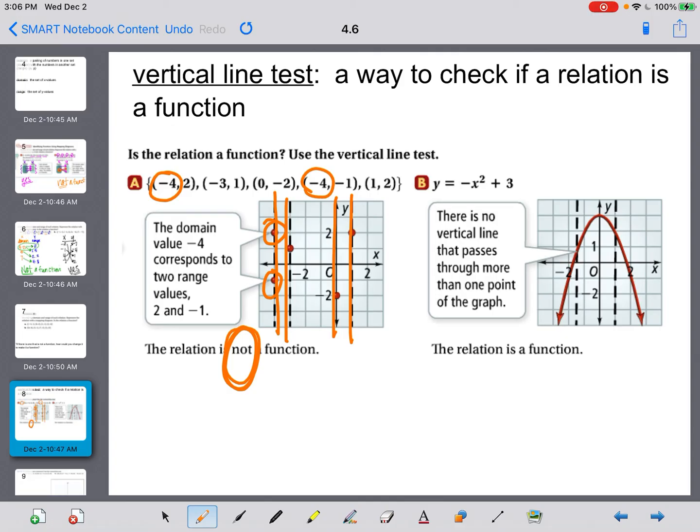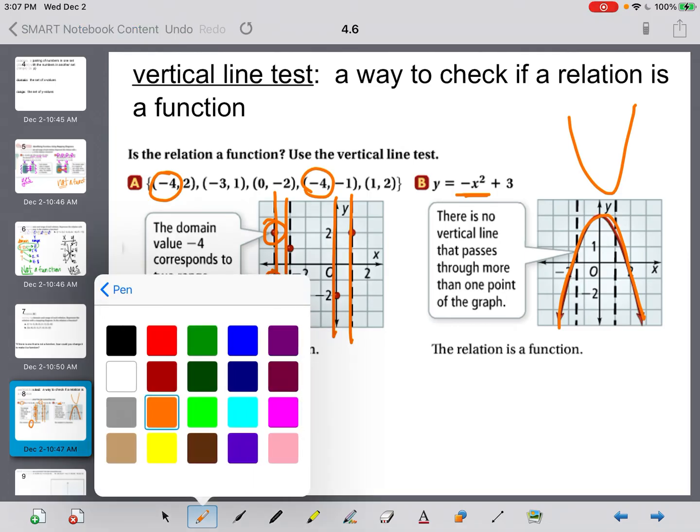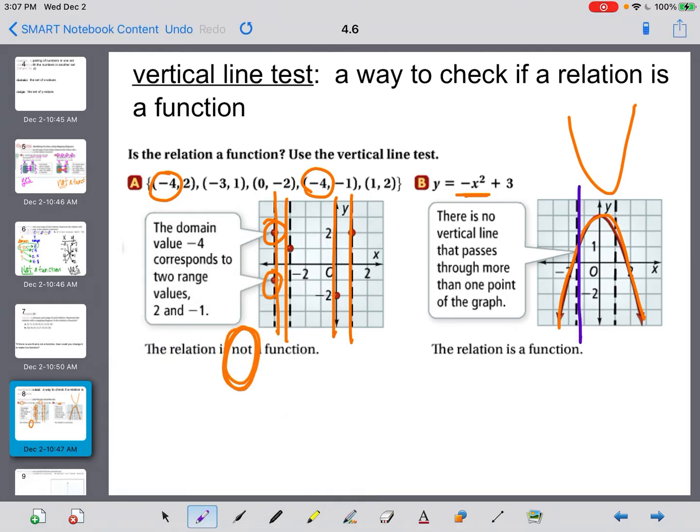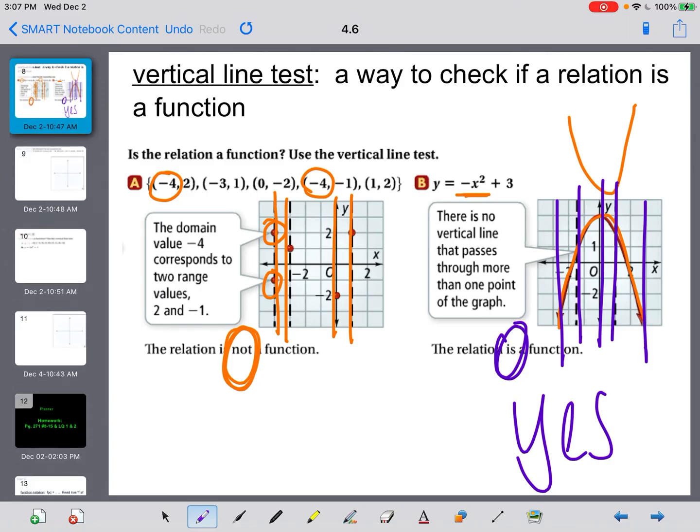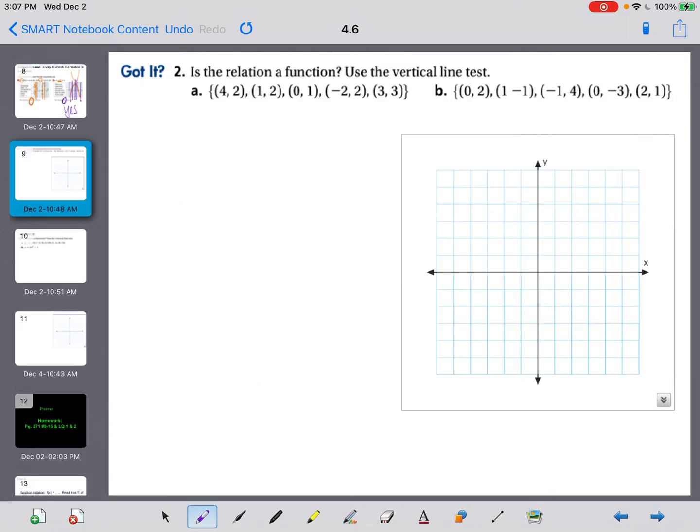For letter B, if I were to graph this, I know that anything with an x squared is going to be a parabola. That's what this shape is called, no matter which way it's graphed. With any parabola, if I draw my vertical lines through it, at any point, it will never touch more than one place on that graph. So this one is a function. That's the vertical line test: drawing vertical lines through to make sure it doesn't touch more than once.